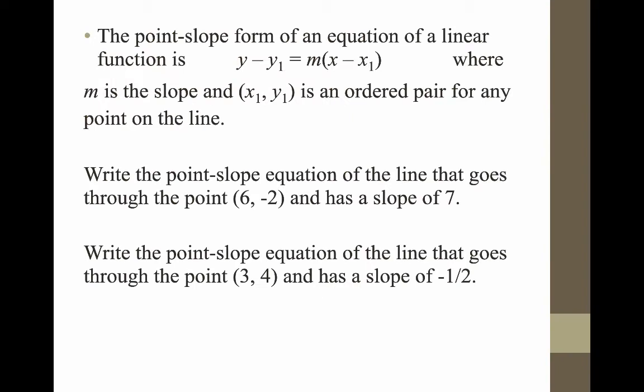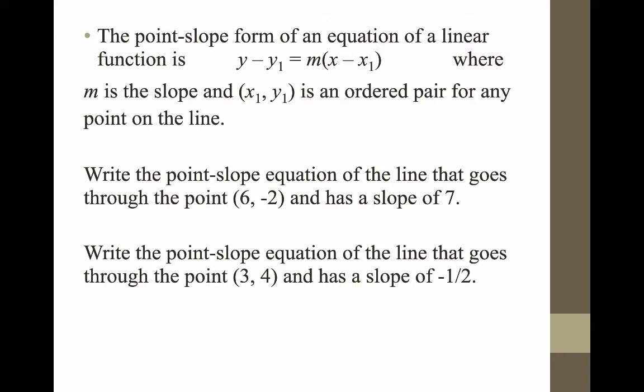The point-slope form of an equation of a linear function is y minus y1 equals m multiplied by x minus x1, where m is the slope, and (x1, y1) is an ordered pair for any point on the line. Point-slope form is the third form of the equation of the line we are learning. We've already done standard form and slope-intercept form, and now we have another one, point-slope form. This form is very useful when you're making equations of lines.